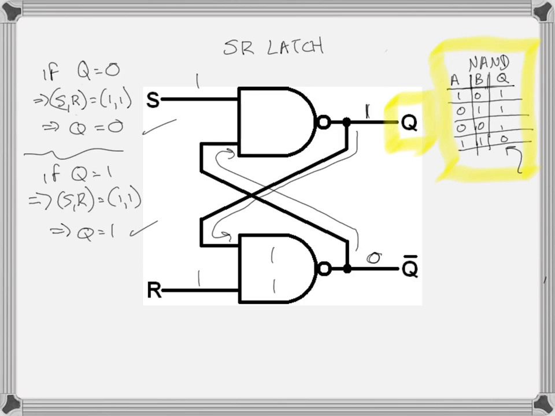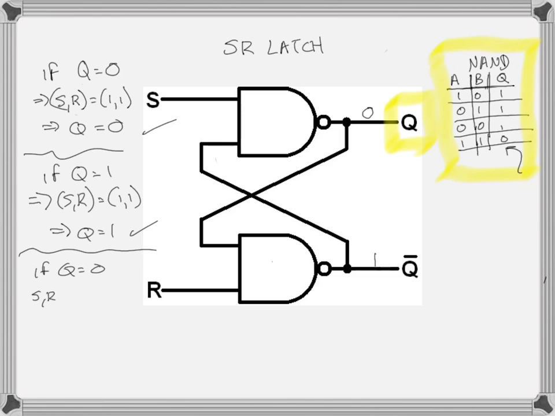Okay, let's try something else. Again, if Q equals 0, let's try putting something else in. Let's say the SR state I put in is a 1, 0. So I put a 1 in here, I put a 0 in here, and again, if Q is 0, then I've got a 0, 0 here, and a 0, 0 in the truth table for a NAND gate gives me a 1. That 1 goes up here, a 1, 1 at the top gives me a 0. So if Q is 0 and I put in a 1, 0 in SR, Q remains 0.